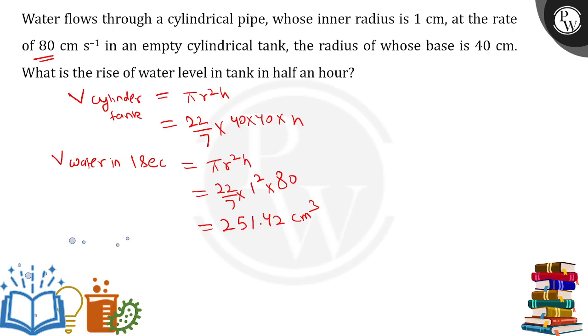So in total, let's say in 30 minutes, what will the volume of water be? Why 30 minutes? Because in half an hour, how much the height increases is what we need to see. So this 251.42 was for 1 second. Now to calculate for 30 minutes, first I'll multiply it by 60 to convert into minutes.